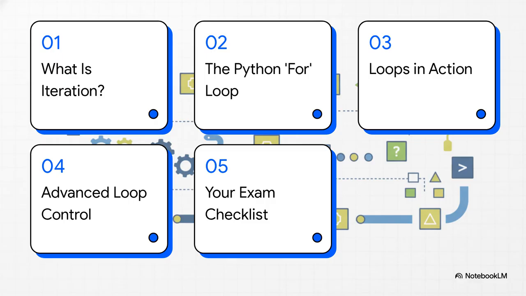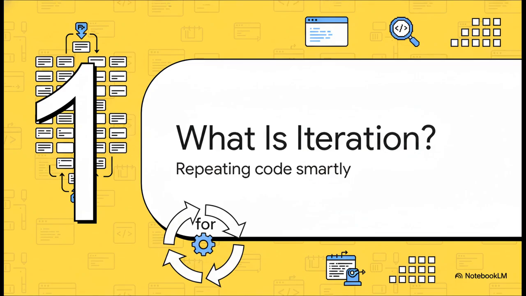So, here's our game plan. First, we'll nail down exactly what iteration means. Then, we'll meet Python's go-to tool for this, the for loop. We'll see it solve a pretty cool problem, check out some advanced controls, and then wrap it all up with a super handy exam checklist. Sound good? Let's go.